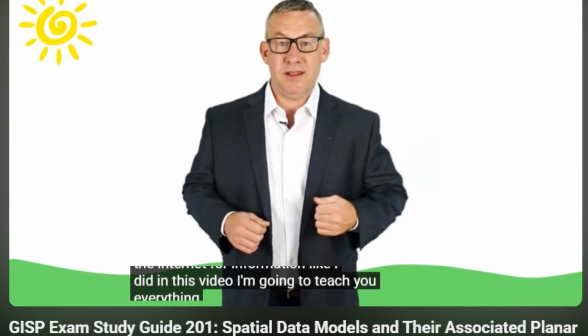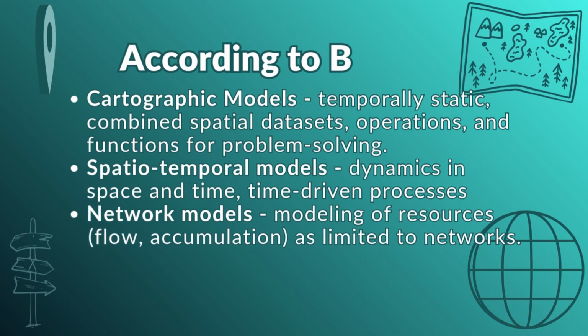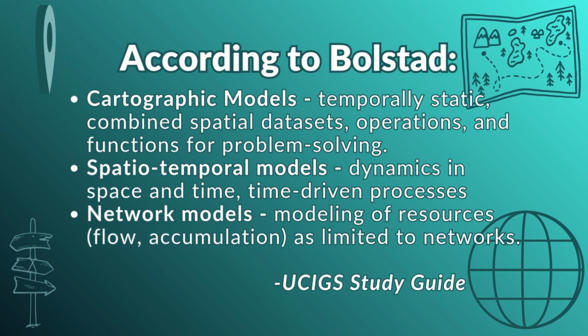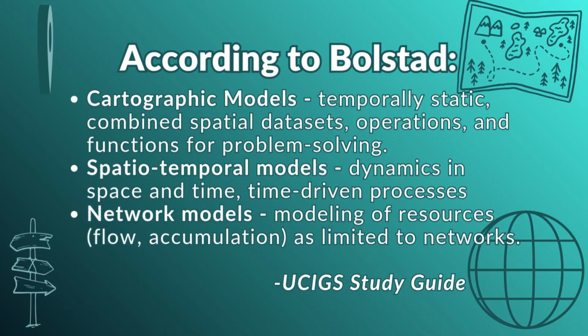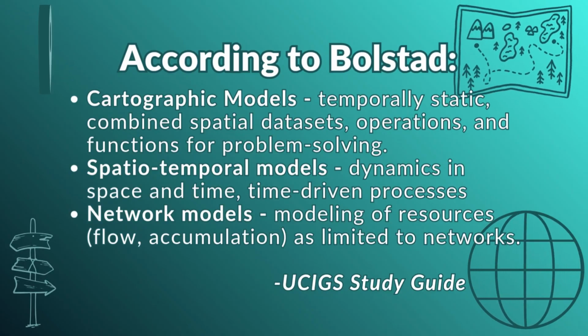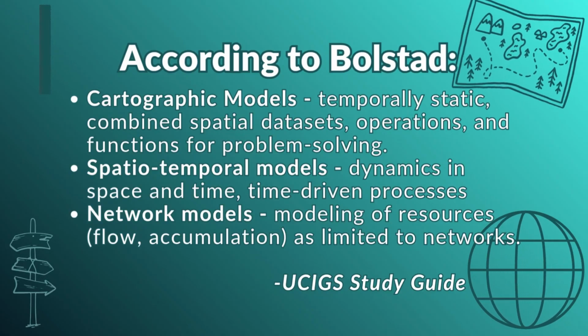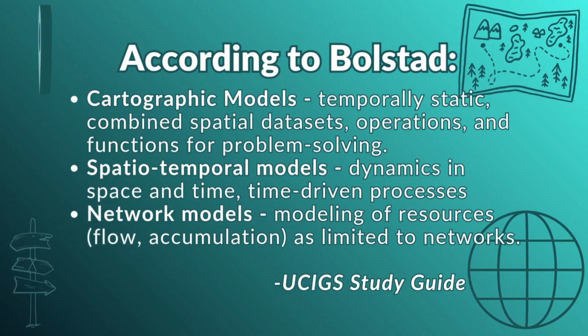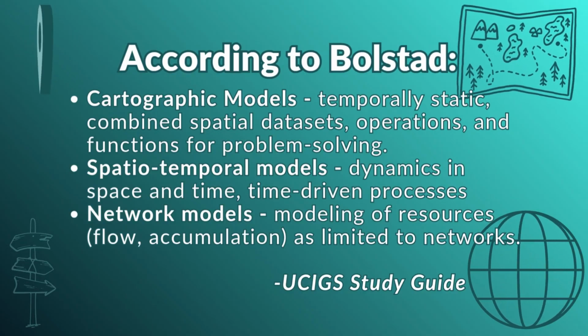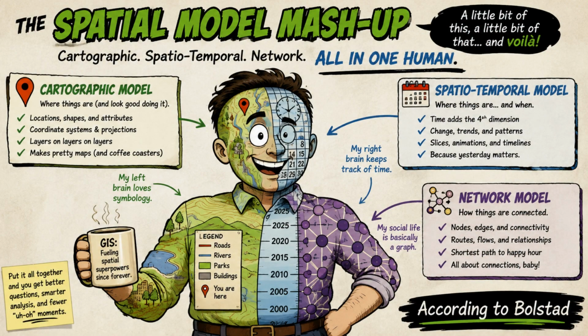Exactly. Okay, well, let's start with Bolstad. His framework includes cartographic models and spatio-temporal models, but he distinctly adds network models to his primary list. Right. So to understand Bolstad, think like a civil engineer or a logistics expert. His addition of network models, which focus entirely on the flow and accumulation of resources limited to connected paths, is all about infrastructure. Oh, I see. So if the exam question mentions pipes, roads, rivers, or specifically uses the phrase flow and accumulation, you are in Bolstad's mindset. Okay, Bolstad is the flow and accumulation guy.